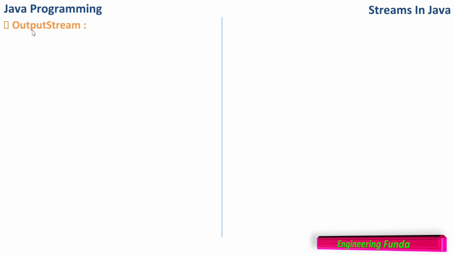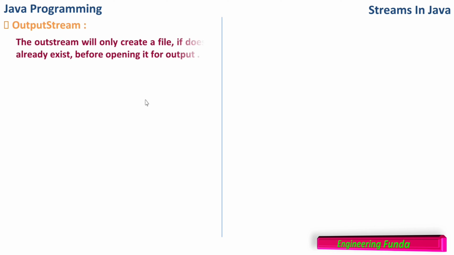Now next we have to see the output stream. The output stream will create a file only if it does not exist, before opening it for output. So if the file exists, then it will open directly for writing into the file, but if the file does not exist, then it will create a new file.